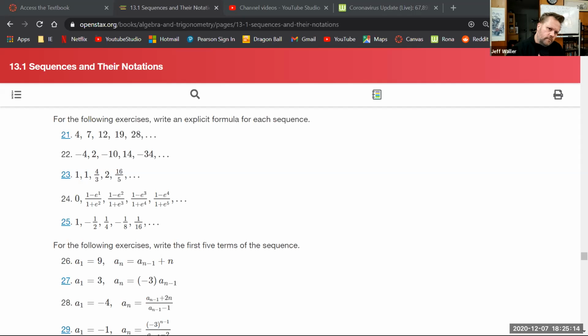No. Nope. So let's see now. I'm obviously not multiplying by something, right? Do you guys see how 22 is not based on multiplication? So what do I do to -4 to get to 2? I add 6. Is that cool? What do I do to go from 2 to -10? I have to subtract 12. From -10 to 14, I got to add 24. From 14 to -34, I have to subtract 48.